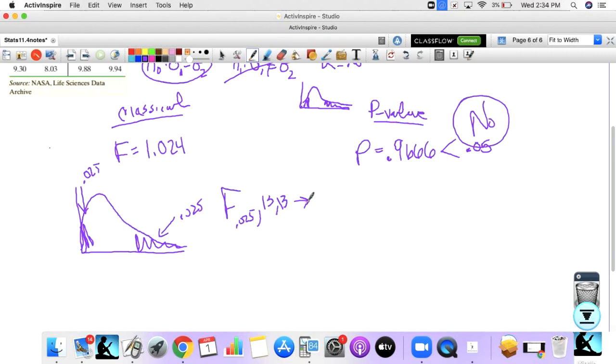So I notice 13 does not exist on the top. I already know 13 does not exist across the bottom, but 12 is the closest number. So I'm actually going to go to 12 and then 12. And then I'm going to look for 0.025, which gives me 3.28. So that means this value here is going to be 3.28.